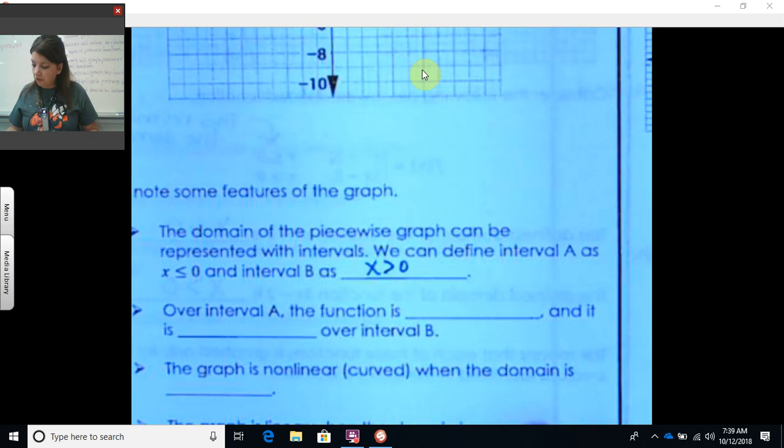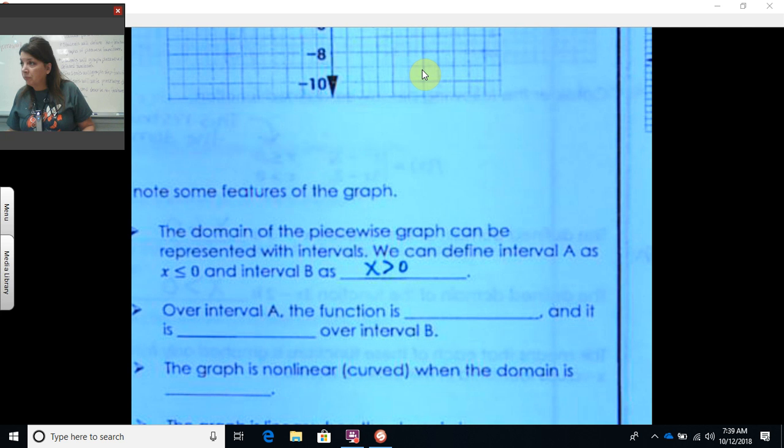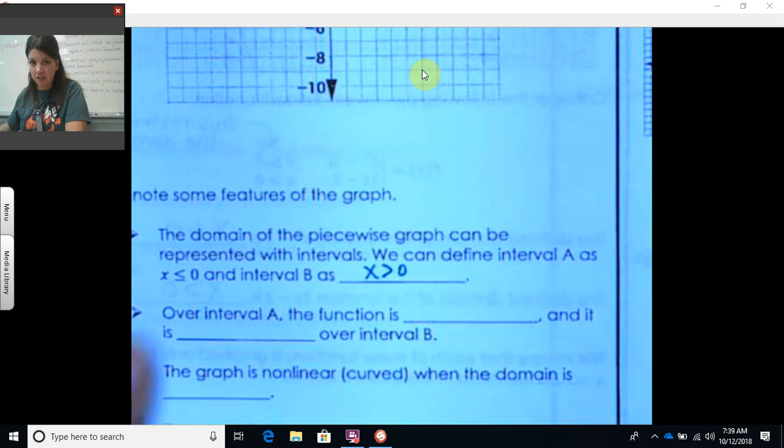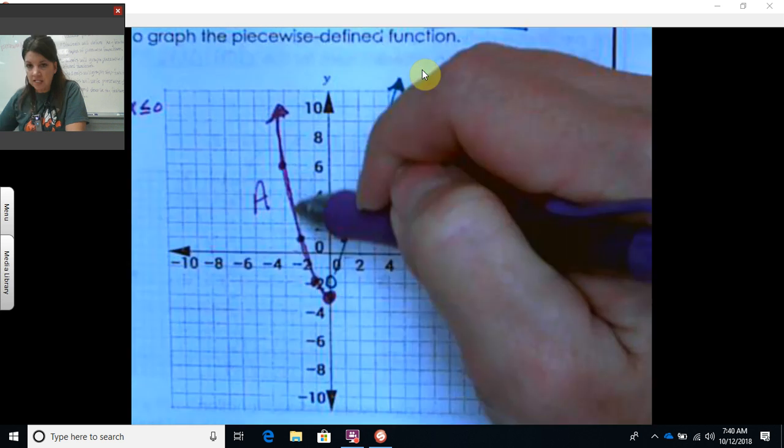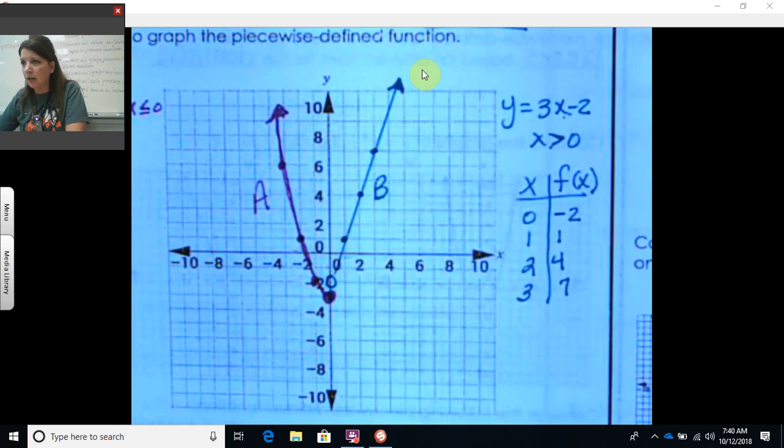Over interval A, the function is increasing or decreasing. You can, just by looking at it, figure out what the domain is. Over interval A, is the function increasing or decreasing? Okay, we learned this before. Does anybody have any guesses before I remind you what it means? Is the function increasing or decreasing, interval A? Don't look at the arrows.